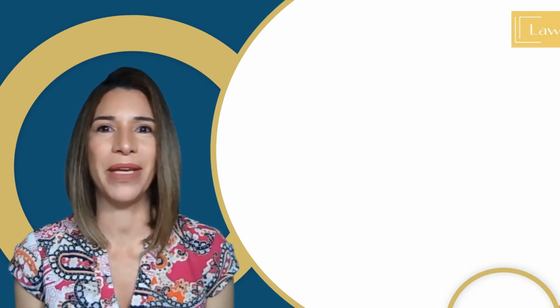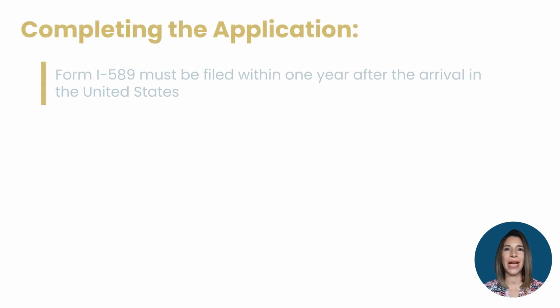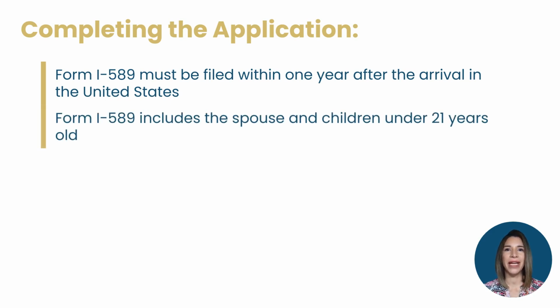In this video, I will explain how to organize the Asylum application package. Completing the application. Form I-589 must be filed within 1 year after the arrival in the United States. Form I-589 includes the spouse and children under 21 years old.